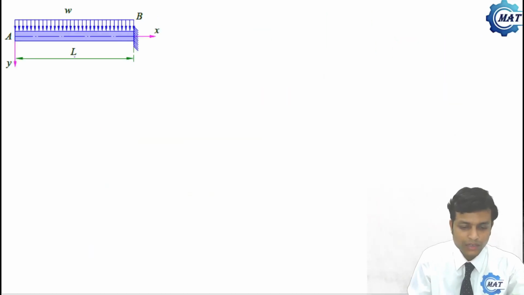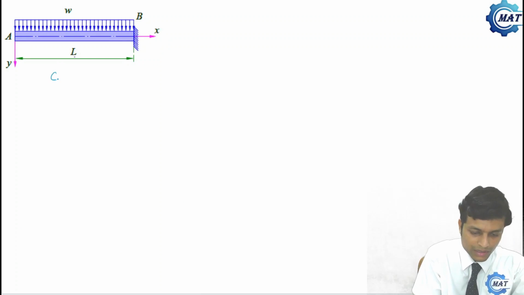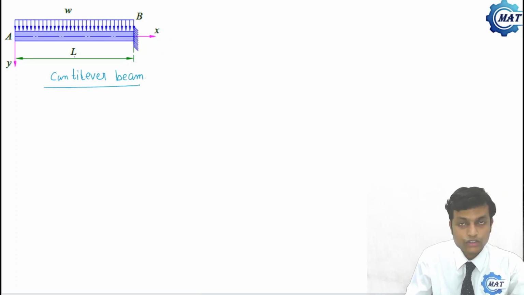The shear force and bending moment diagram for this cantilever beam. So this is a cantilever beam. Now for a cantilever beam, there is a choice for choosing the orientation. How to choose the orientation to draw the bending moment and shear force diagram?